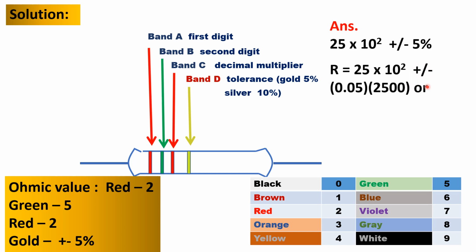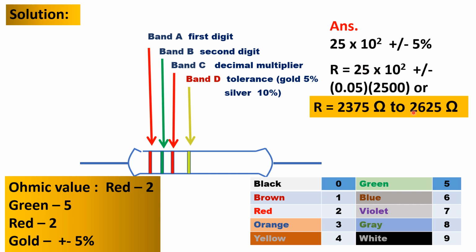Simplifying, we get 5% of 2,500 ohms, which is to be added to 2,500, and for the lower limit to be deducted from 2,500. Therefore, our final answer for the range of this resistor is a resistance value that ranges from 2,375 ohms to 2,625 ohms.